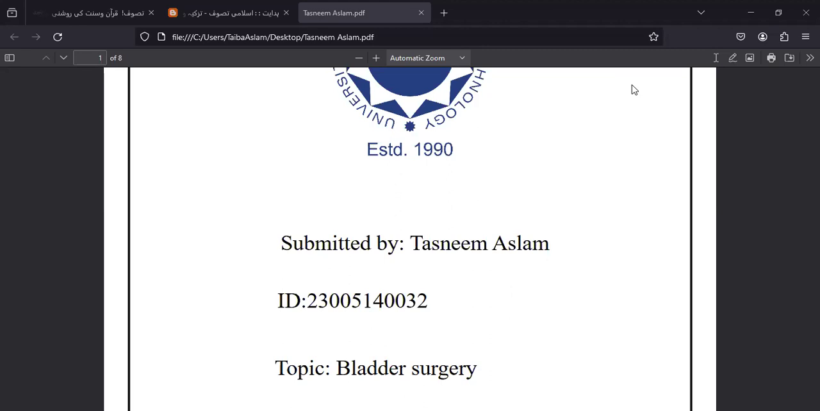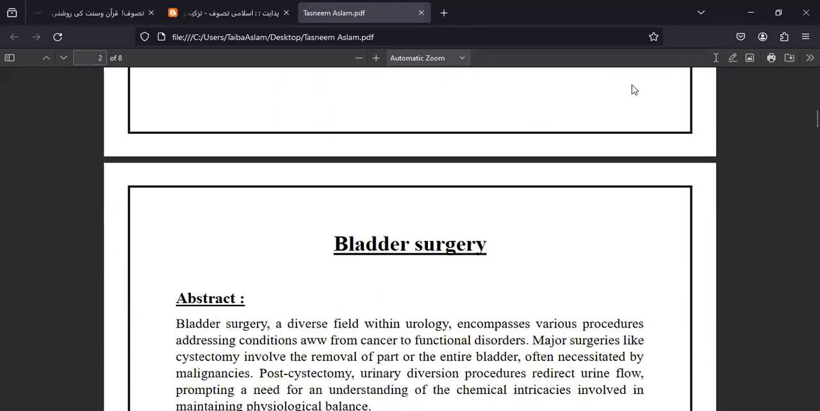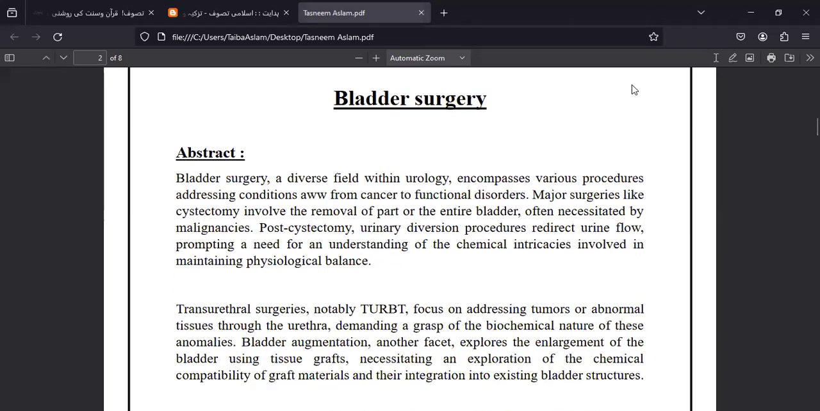Today, my topic of presentation is bladder surgery. First, I will discuss bladder surgery. Abstract. Bladder surgery, a diverse field within urology, encompasses various procedures addressing conditions from cancer to functional disorders.